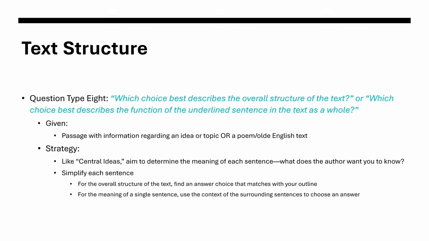For example, if I had an outline and I was looking at sentence 2, in sentence 2 I just wrote down, okay, this has some evidence. And the underlined sentence was sentence 2, and I was asked which choice best describes the function. Well, the function is to give evidence, so I'm just going to look for an answer choice that involves evidence was given, right? Or for the overall structure of the text question, I'll try to find an answer choice that matches with my outline. Let's take a look at a practice question because this one can be a little bit confusing.